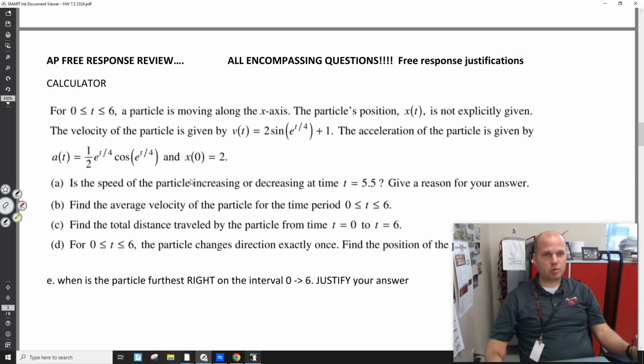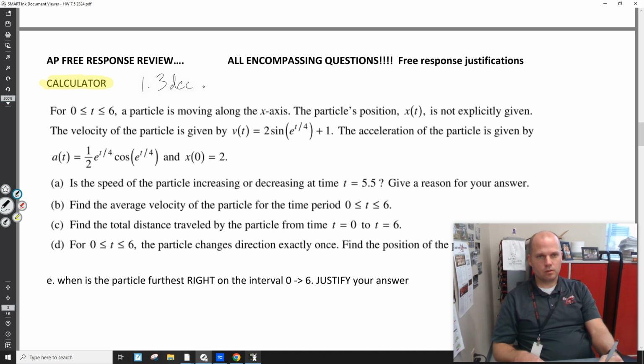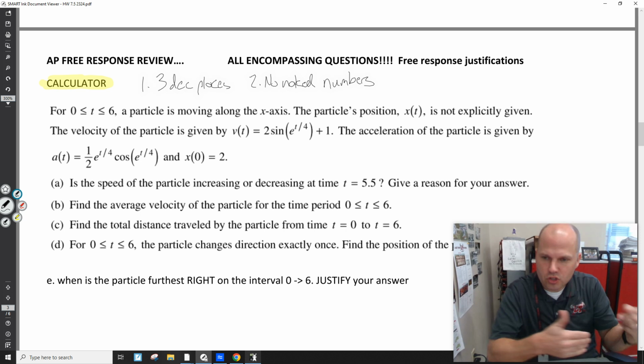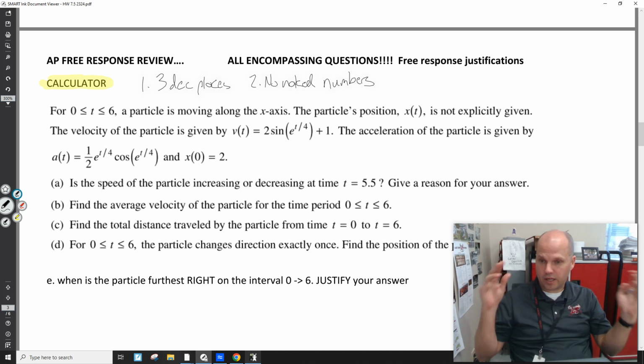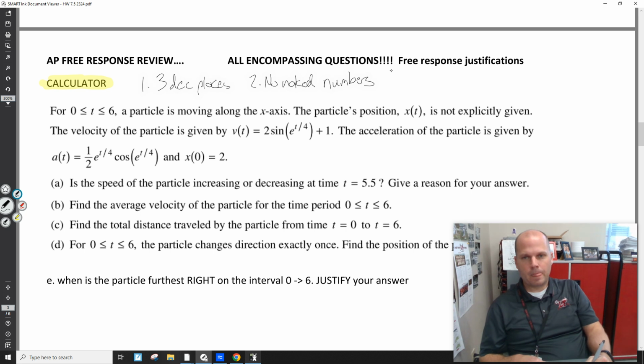Here's the key to free response. First of all, make sure you know if it's a calculator question or no calculator question. That's a big difference. Yep. No naked answers, 3 decimal places for calculators. No naked numbers. That means a number can't just come out of thin air. You have to show the calculation you did in your calculator to get the number.